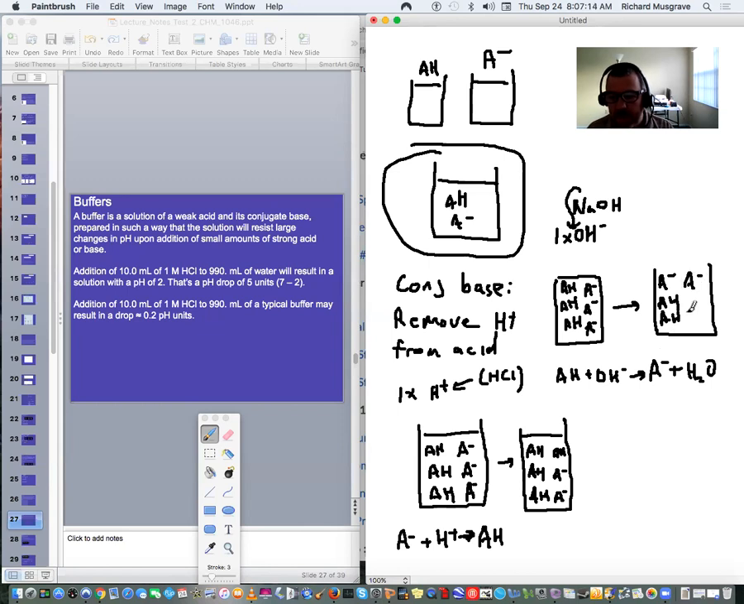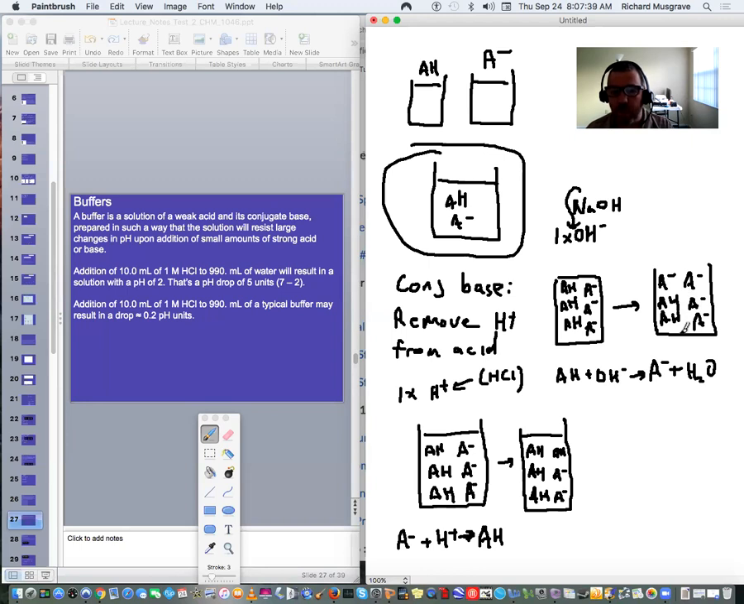But you'll notice that the OH minus is gone completely. And this will mean that the pH will go up by a little bit, because now we've got more A minus and less AH. So that's basically what a buffer does. And it will only work if you have this mixture in solution.